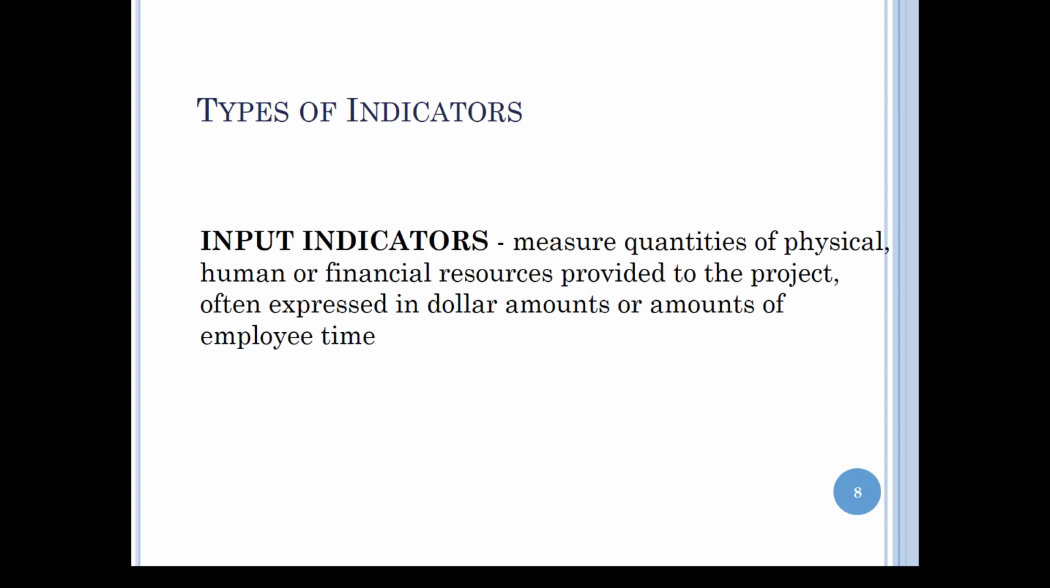Input indicators are normally not used, but just for the sake of completeness, I'll introduce them to you here. These are the quantities needed to start with the activities and to continue with the activities. So these are measures of quantities of physical, human, or financial resources that are needed to accomplish the activities and the outputs. They normally only show up in the budget calculations.